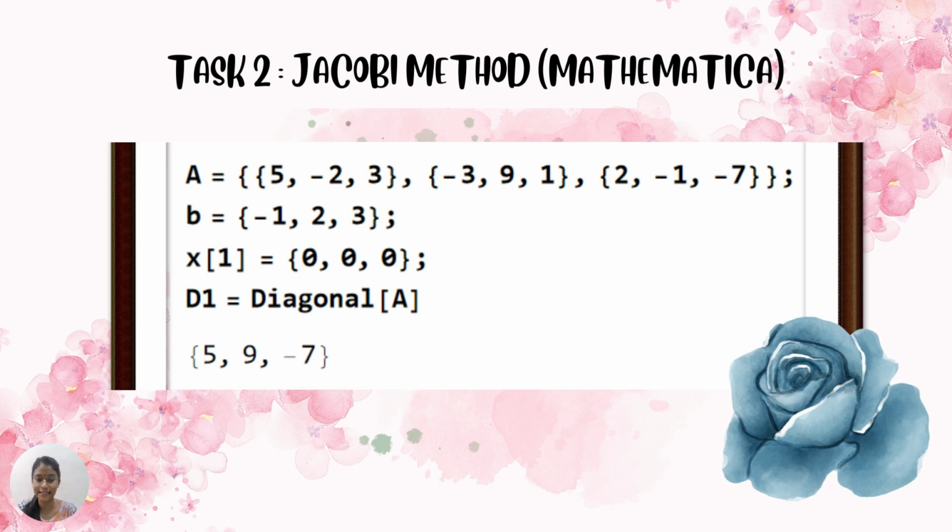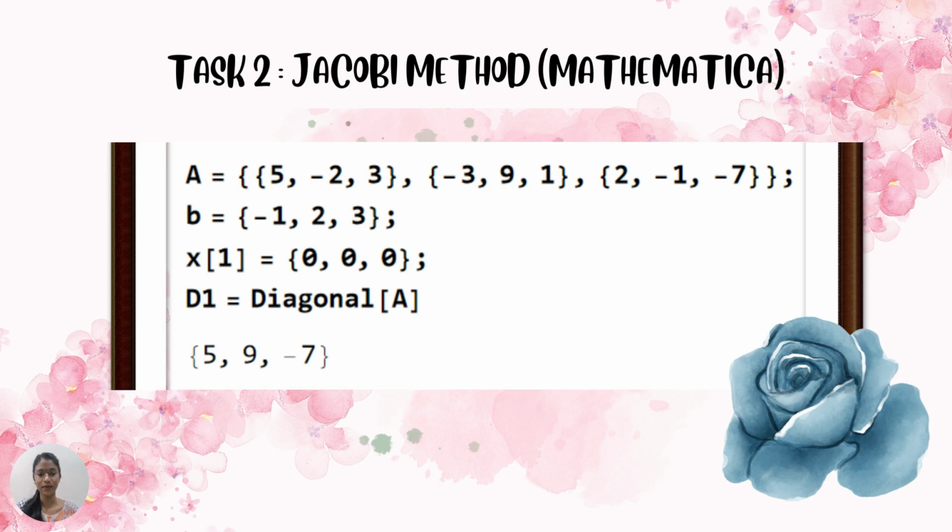So as you all can see, I've defined A as the matrix A as shown. The first curly bracket consists of the first row of matrix A. The second curly bracket consists of the second row of matrix A, and the third curly bracket is the third row of matrix A. B I defined as the right hand side of the system, and you can see that I have defined x1 as 0, 0 and 0, whereby I use the initial condition as 0, 0 and 0.